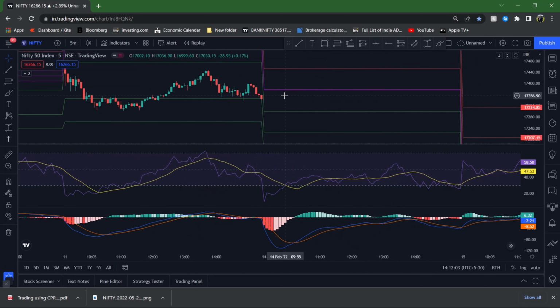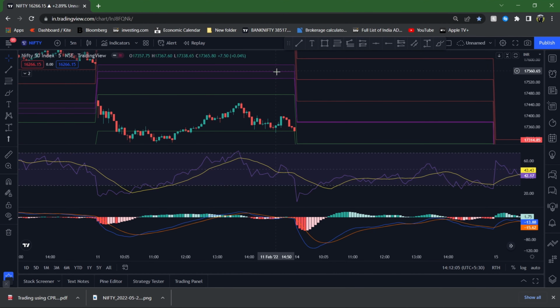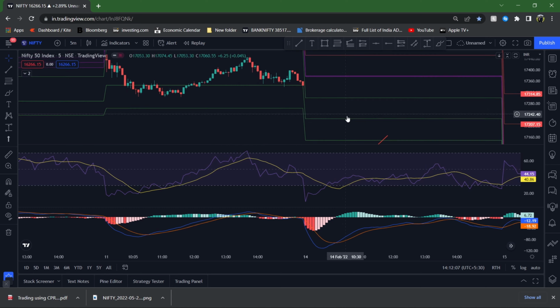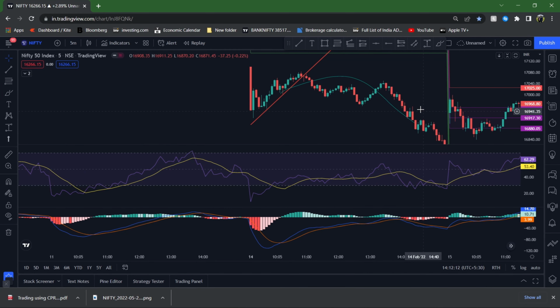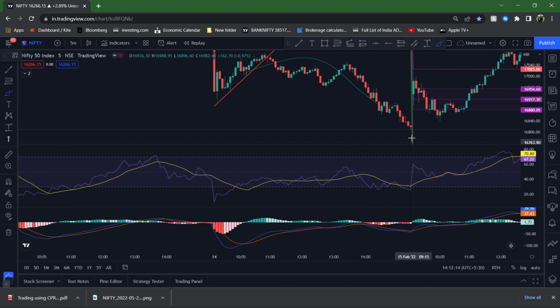So the CPR helped you that day to tell you, okay, the market was negative and could be a trending day. Though the market gapped down, it could still be a trending day. So the market closed at the day's low.